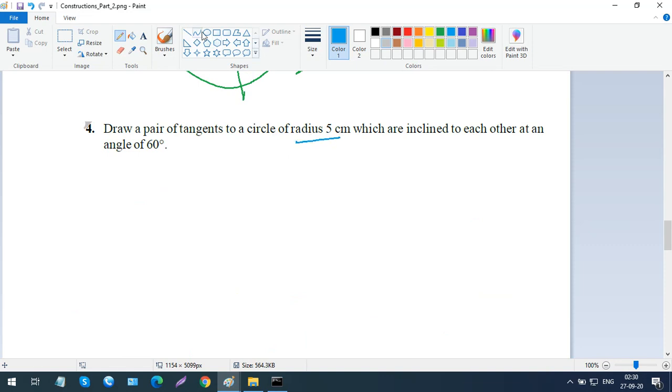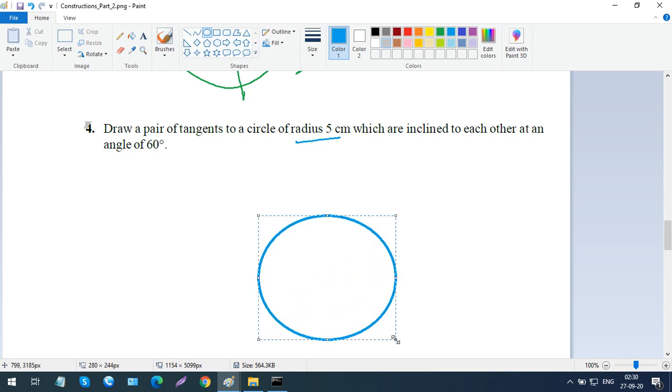So let us draw the circle of radius 5 centimeter first. Okay, so now this is a 5 centimeter radius circle, let's say. And I am marking the center as O as usual. Now, the tangents are inclined to each other at an angle of 60 degrees. Now let's understand what they are actually asking us to do.